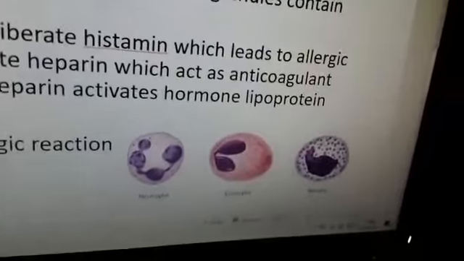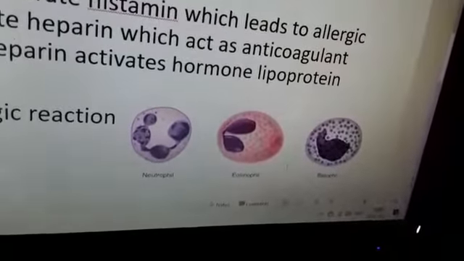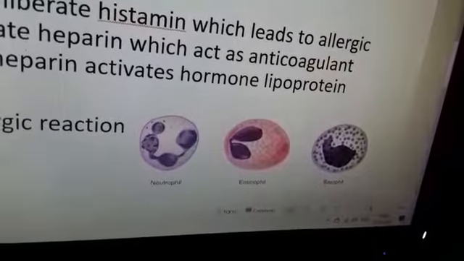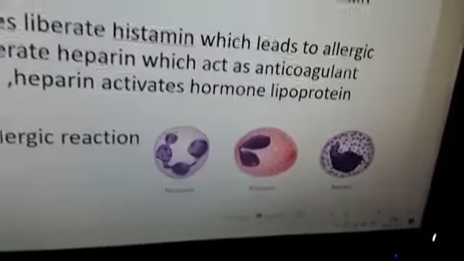Here we can see the diagram of the neutrophil, eosinophil and basophil. In neutrophil, the nucleus is multilobed. In eosinophil, the nucleus is bilobed, and in basophil, the nucleus is just like an S shape.